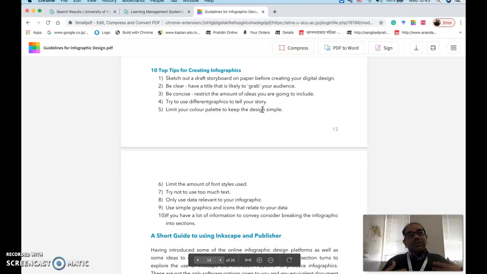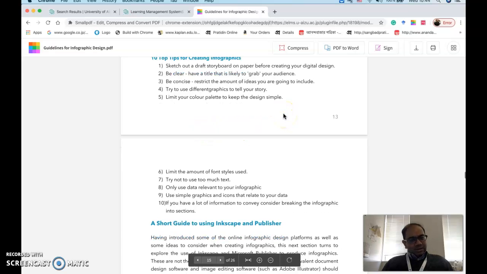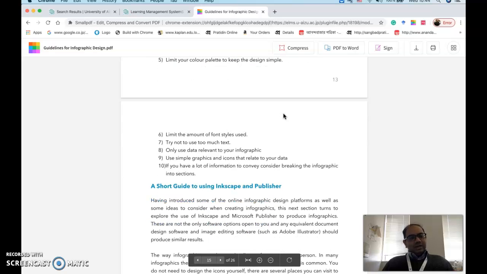It helps the readers or the audience to build up an idea about something. So help them do that. Limit your color palette to keep the design simple. Do not use too many colors. Be limited in its use.